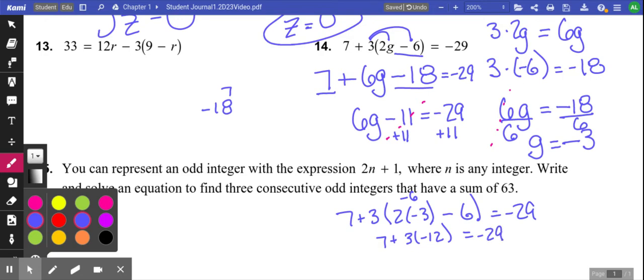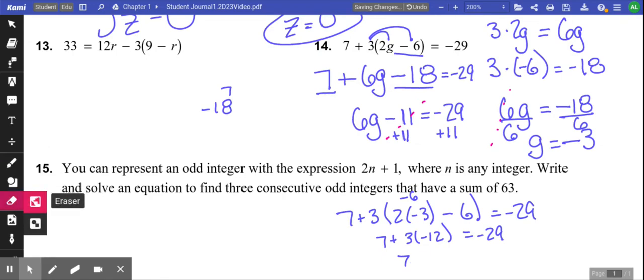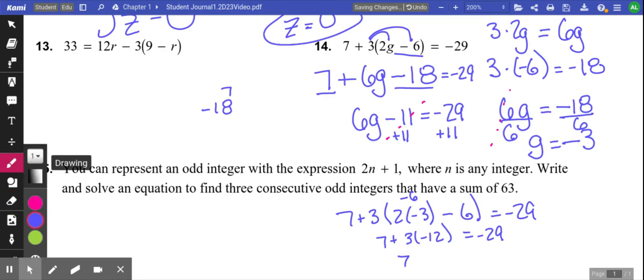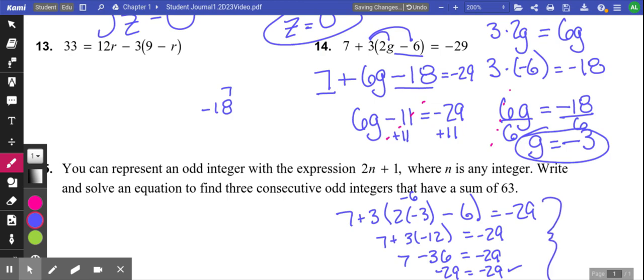All right, 3 times negative 12 is negative, I messed up, negative 36. So it wouldn't be a plus sign, it's going to be a minus sign. So minus 36 is negative 29. And 7 minus 36 is negative 29. That means that answer is correct. You don't always have to do this step where you're checking your work, but if you're ever not sure, you've done a bunch of steps, you want to make sure your answer makes sense, you can always put it back in the original equation, and if it works, then you know you've got the right answer.